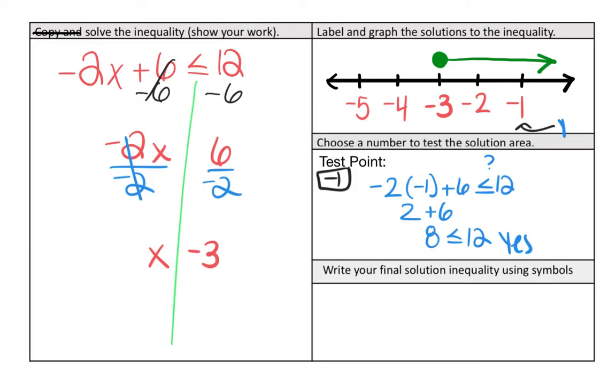All right, and then this time when I write my inequality, I have to look carefully at my graph, and I see that this graph shows all the numbers that are greater than or equal to negative 3. So x is greater than or equal to negative 3. Now what you might notice here is that our inequality symbol over here that we started with switched by the time we got to the end, right?